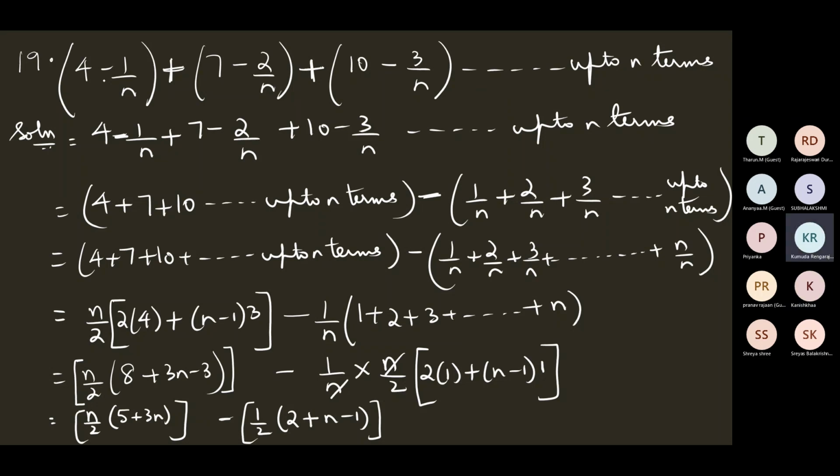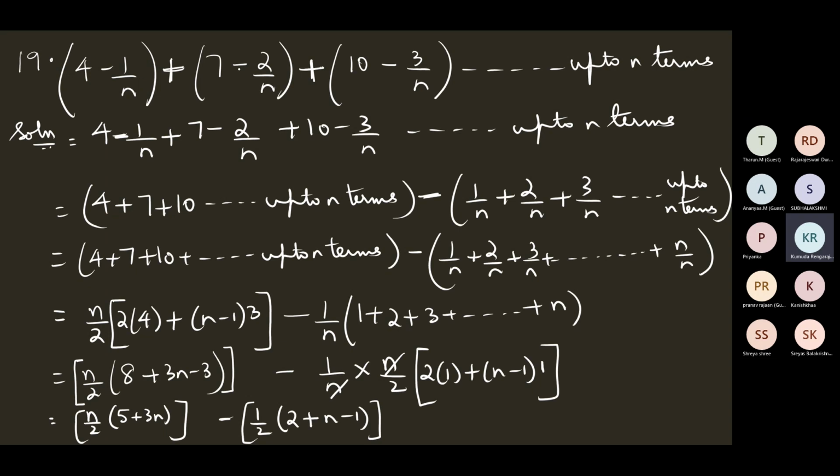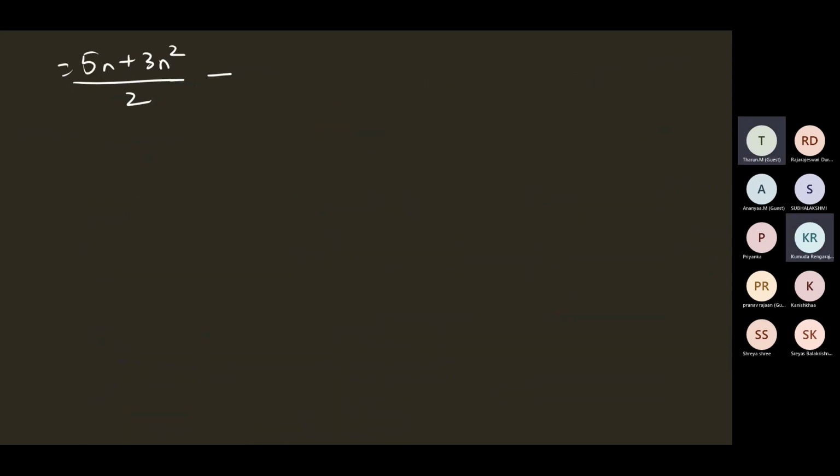So the next step will be what? 5n plus 3n square by 2, correct? So that is equal to 5n plus 3n square by 2 minus, what do you get? 2 minus 1 is 1. 1 plus n, or n plus 1 by 2. Correct? Yes, ma'am. N plus 1 by 2.